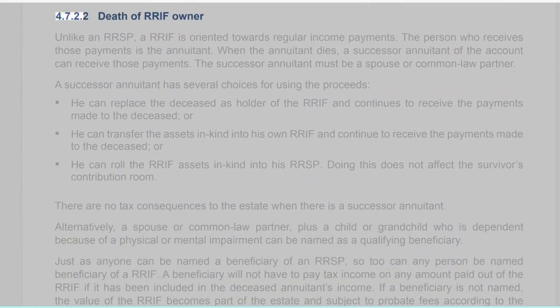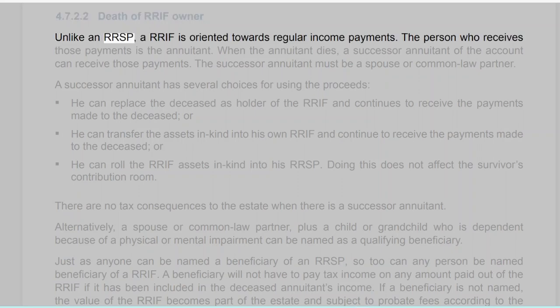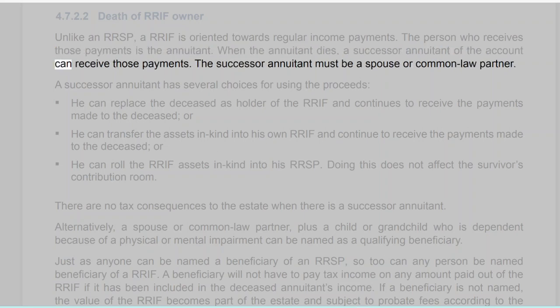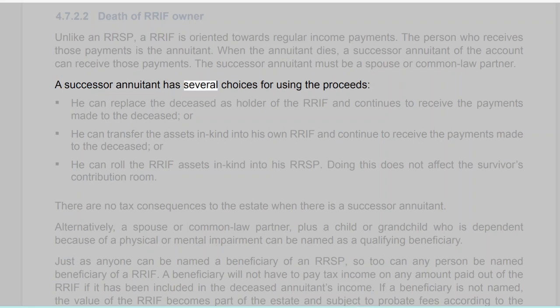7.2.2 Death of RRIF Owner. Unlike an RRSP, a RRIF is oriented towards regular income payments. The person who receives those payments is the annuitant. When the annuitant dies, a successor annuitant of the account can receive those payments. The successor annuitant must be a spouse or common law partner. A successor annuitant has several choices for using the proceeds.